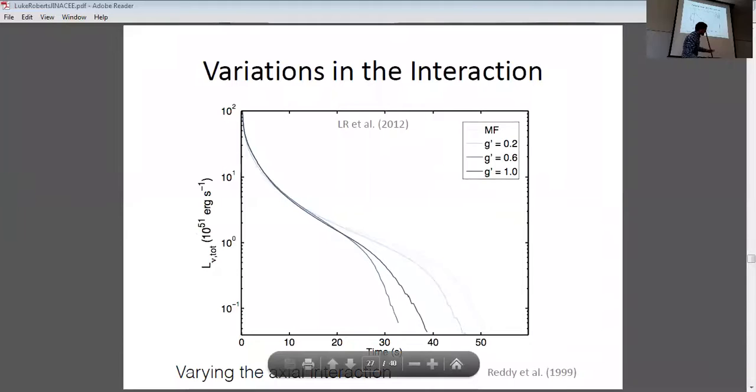Okay, so that's what I want to say about varying time scales. I have a few minutes left here, so I think I'll continue on, even though I'm supposed to move 10 minutes again.